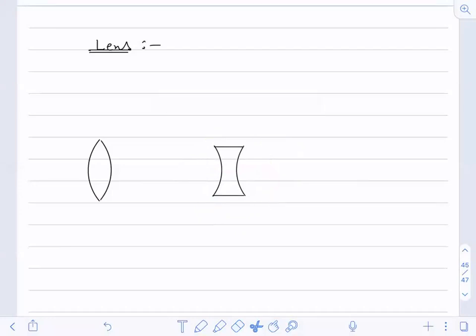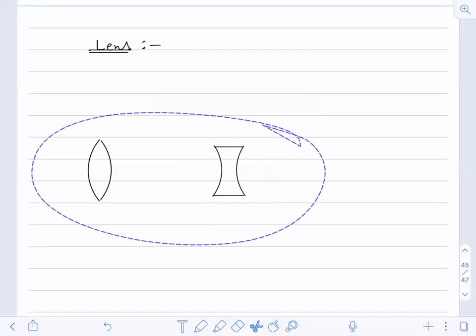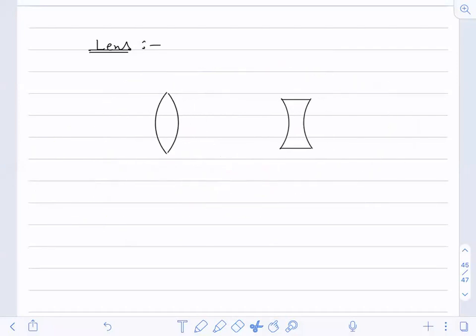Is that okay? So in front of us, we have two lenses. The first one is called convex, and the second one is concave. They are also called double convex and double concave lenses. Vijay, you said it correctly.